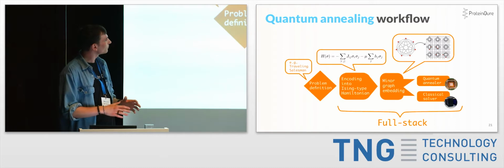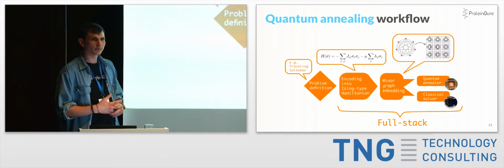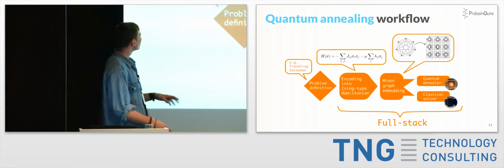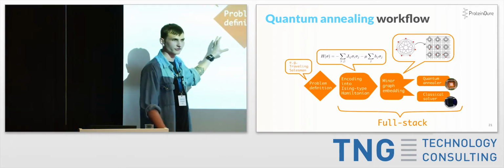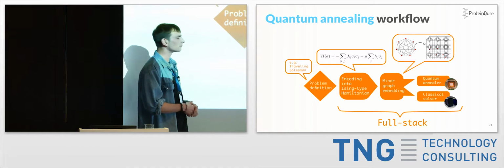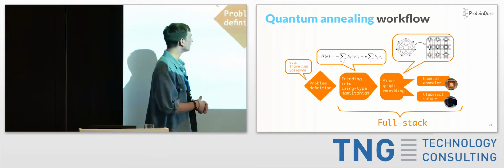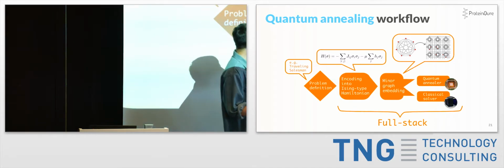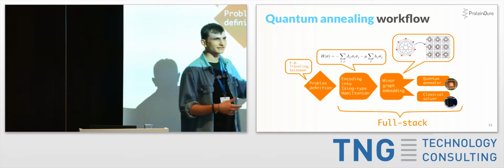And so to zoom out quickly and talk about a typical workflow that you go through when trying to implement a problem on a quantum annealer. You start out having a problem definition. For example, you want to solve the traveling salesman problem, or in our case, we want to fold a protein. Then the next step is you need to encode your problem in what is called an Ising type Hamiltonian.